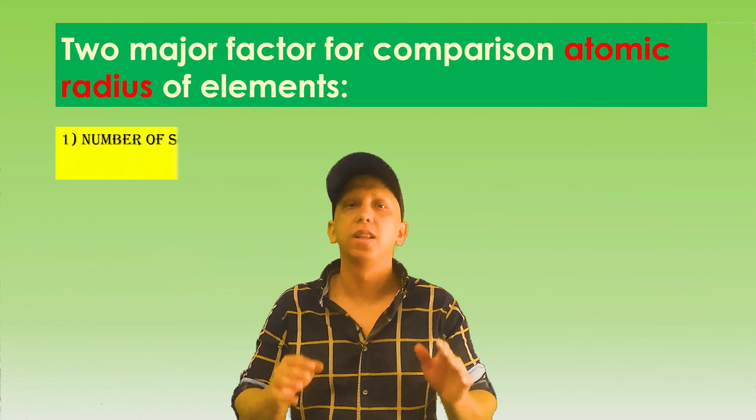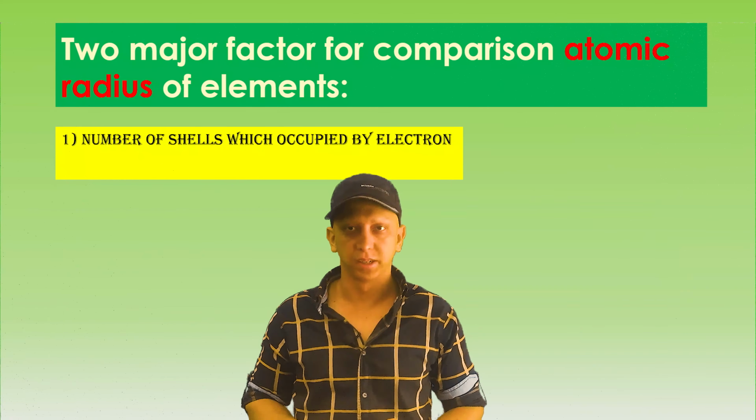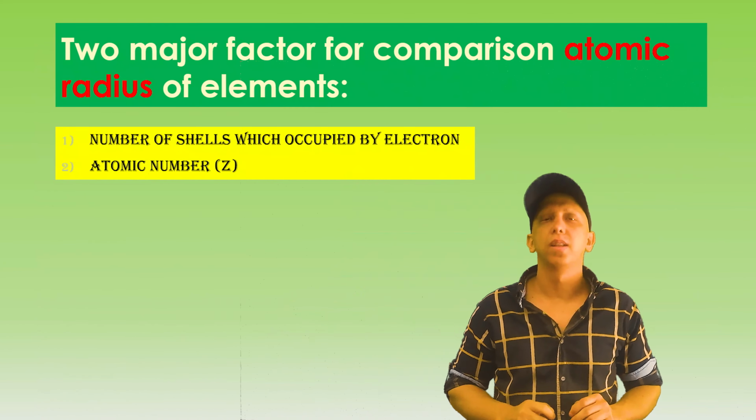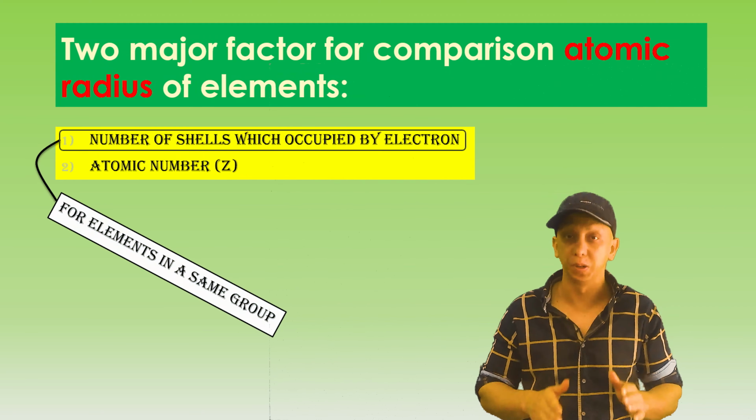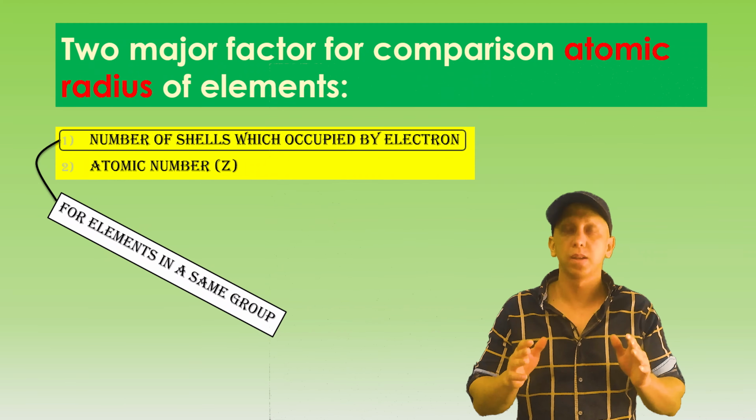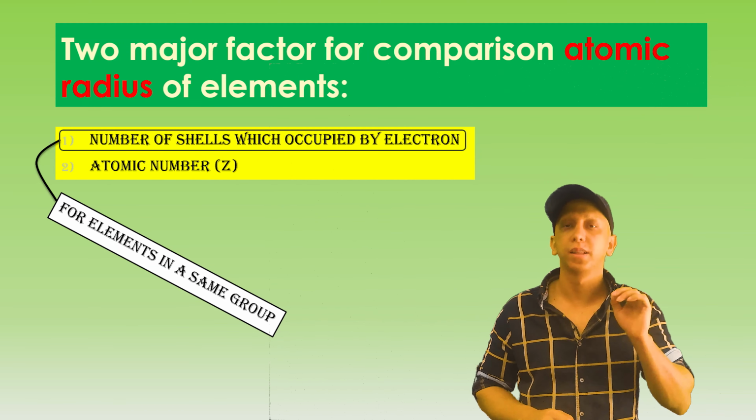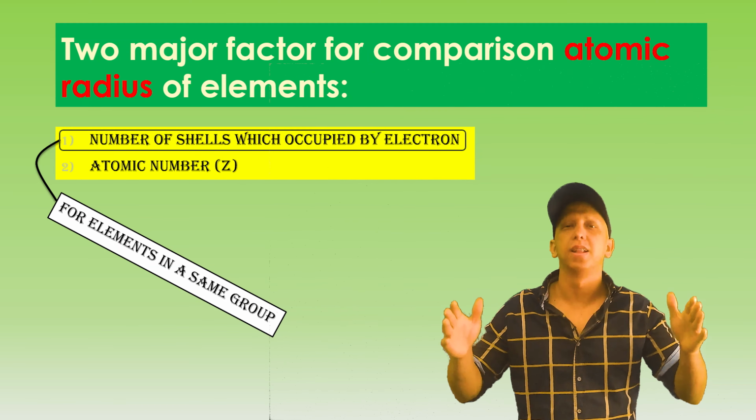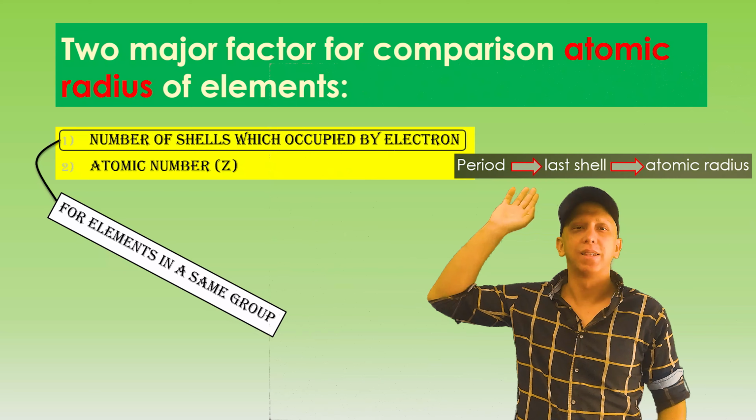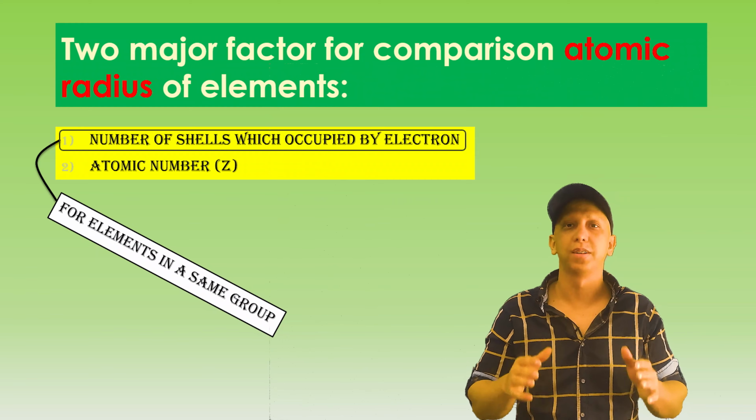1. Number of shells which are occupied by electrons. That is exactly the n in electron configuration. 2. Atomic number. What do these two notes mean? Note number 1 is about the elements that are in the same group. So when the elements are in the same group, the bigger the period number, the bigger the atomic radius will become. But why? Because the period means the last shell that is occupied with electrons, and the bigger the last shell, the greater the atomic radius will become. So period means the last shell occupied by electrons, and the period and the atomic radius have a straight relation with each other.